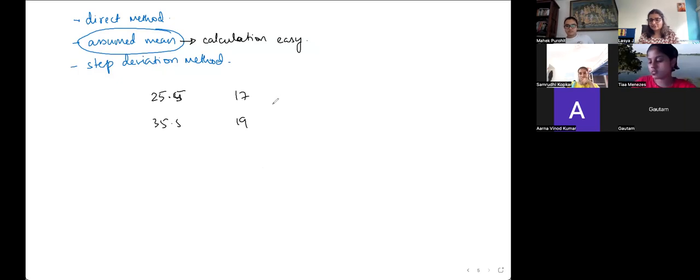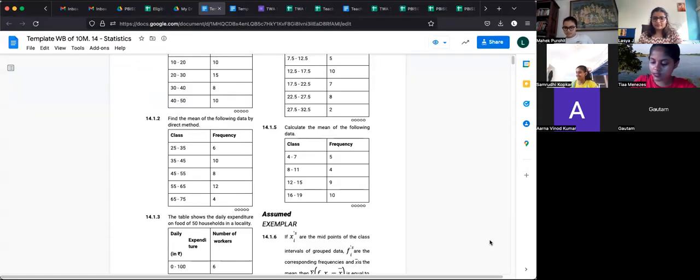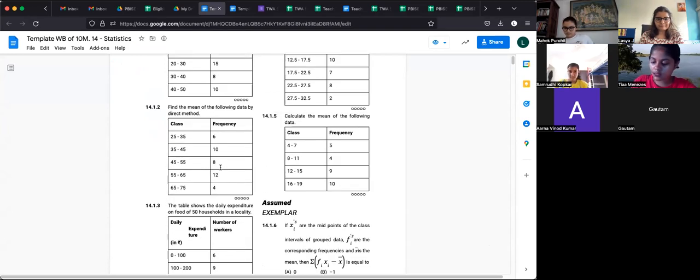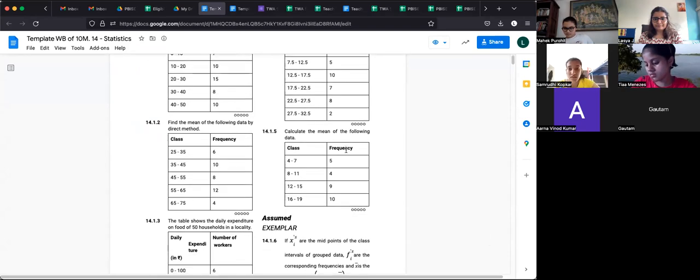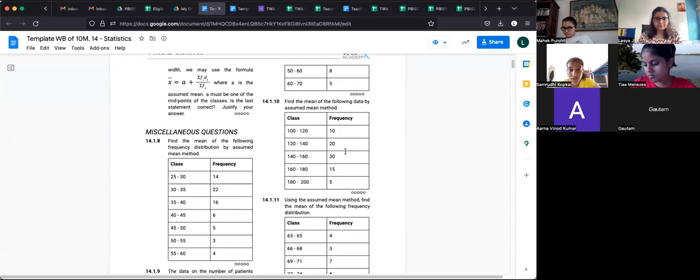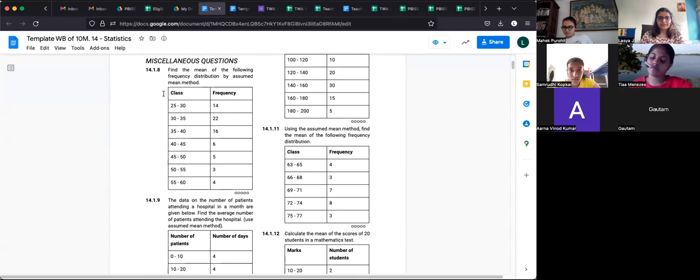Even though it is extra steps, in those steps you will work with smaller numbers. So that way your mental load becomes easier essentially. Again, as always, we'll do this particular method with an example. So 14.1.8. Here also you have a bunch of classes and a bunch of frequencies.